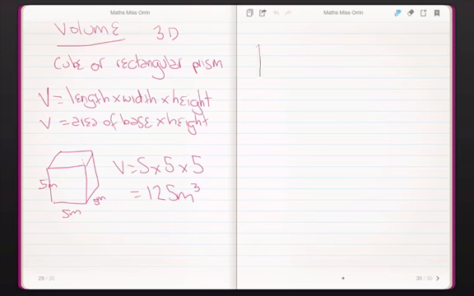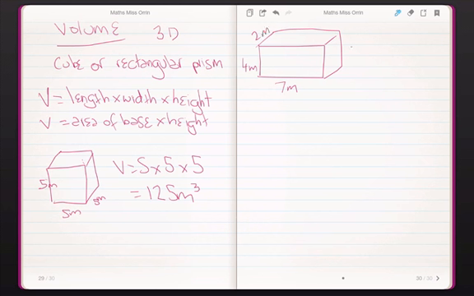Let's do another example, but this time we'll do a rectangular prism. All right, so we'll just draw our little rectangle. Okay, so what we're going to do is label this. So let's call this one 7 meters. This one can be 4 meters, and let's call this one 2 meters.